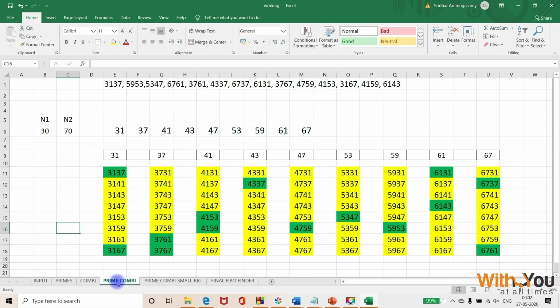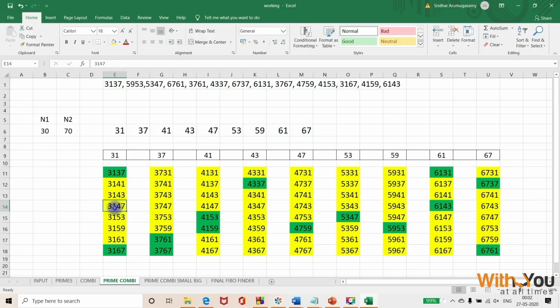Let me tell you, honestly speaking, how did I avoid a few numbers? For example, I did this manually. I painted yellow onto this. 3147 cannot be a prime number. Simple. 3 plus 1 is 4. 4 plus 4 is 8. 8 plus 7 is 15. 15 is divisible by 3. No. It cannot be a prime number.